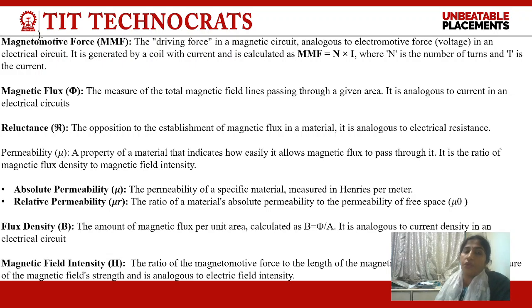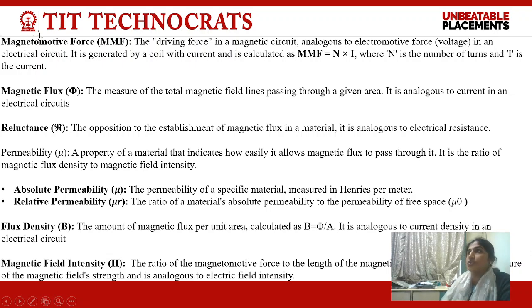Magnetomotive force is a driving force in a magnetic circuit, analogous to the electromotive force in the electrical circuit. It is generated by a coil with a current, and it is given as N into I, where N is the number of turns of the coil, and I is the current flowing through this coil. Now, magnetic flux is the total magnetic force lines passing through a given area. It is very similar to the electrical current in the electrical circuit.